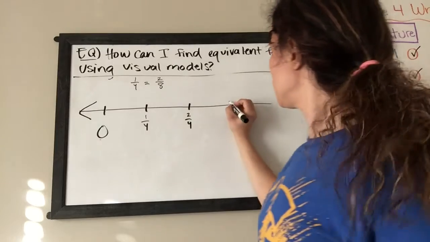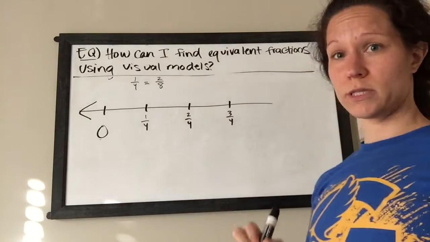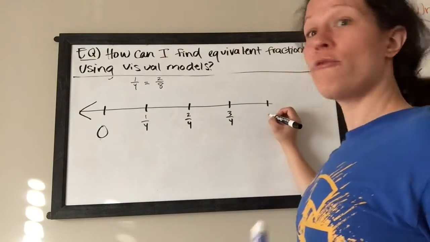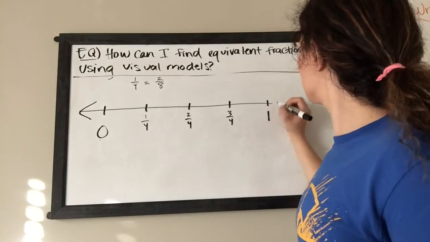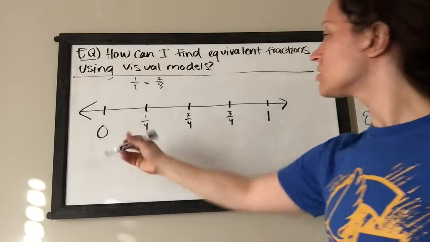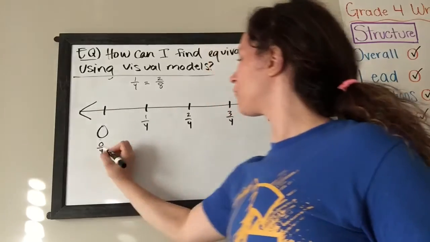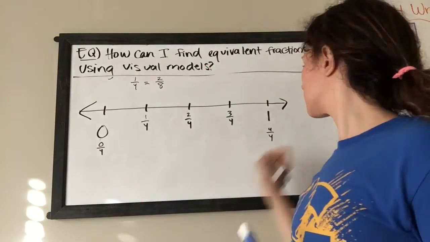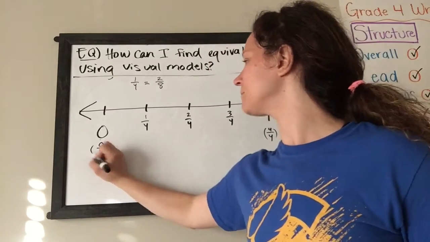2/4, 3/4, and 4/4 or 1 whole. I'm going to extend that out and go ahead and draw. So we know really this is 0/4 and this is 4/4. Okay, making sure we're very clear on that.